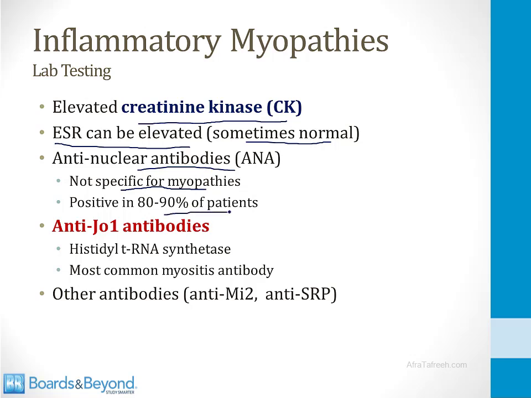And then there are a couple of very strange antibodies that you should be aware of for the inflammatory myopathies, and the one you always want to remember is anti-Jo1. This is an antibody directed against a cellular enzyme called histidyl tRNA synthetase, and it's the most commonly abnormal antibody in myositis. And then there are a couple of other strange antibodies like anti-Mi2 and anti-SRP that can also be abnormal, but the one you definitely want to remember for your board exams is anti-Jo1.